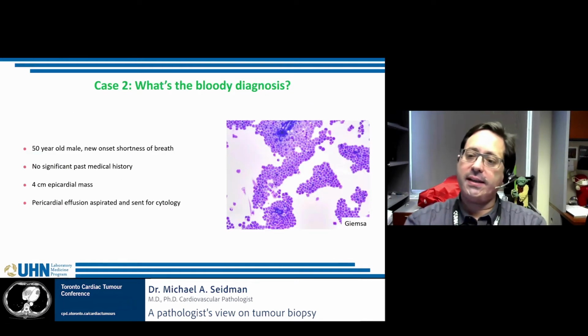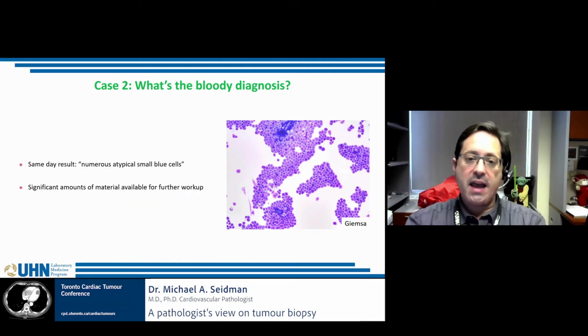I'm going to move on to my second case vignette, which I called What's the Bloody Diagnosis? This 50-year-old had new onset shortness of breath. Again, no significant past medical history, and a 4-centimeter epicardial mass. The pericardial effusion that resulted was aspirated and sent for cytology. And that is seen off to the right in what's called a Giemsa stain, a common cytologic stain that has some similarity to H&E, but with better cytomorphologic detail.